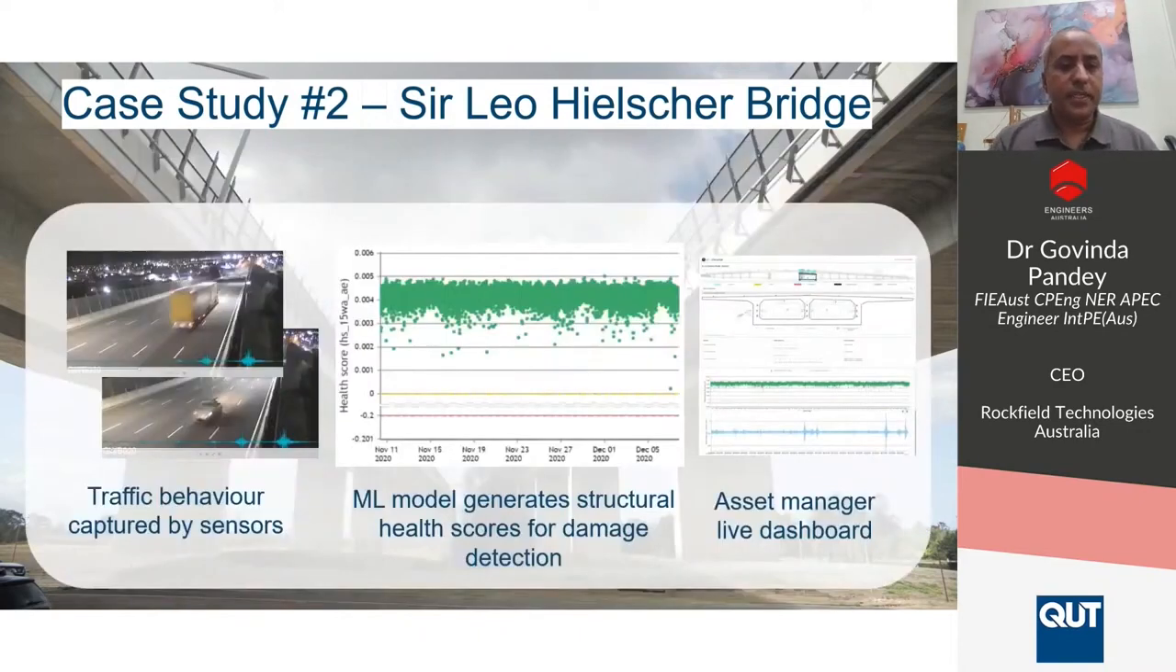So essentially, the process is, you capture traffic behavior by using sensors and use the machine learning model to generate a health score for damage detection, so that the asset managers would get a live dashboard to see whether the health state of the structure has deteriorated or not over a period of time, and use that information to manage the assets.